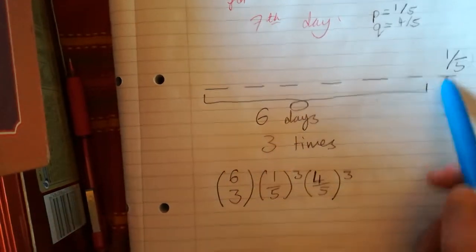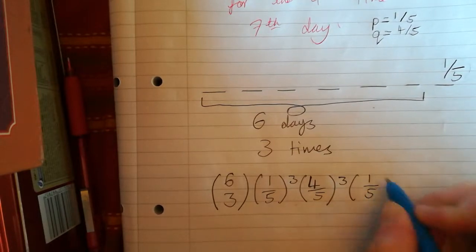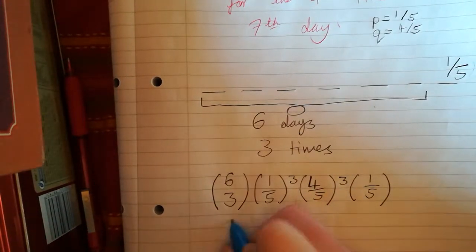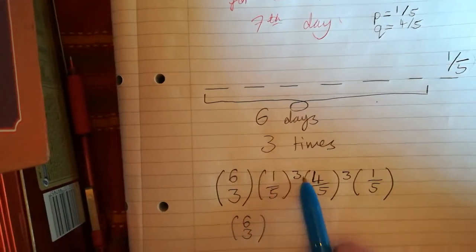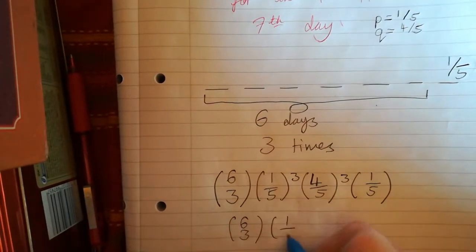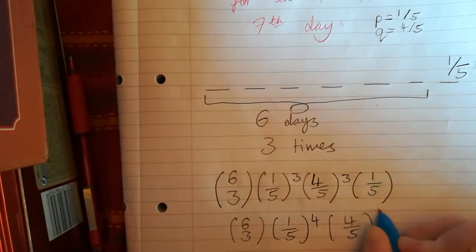But then we're going to have to multiply by the probability that she answers on the 7th day, so by 1 over 5. So then that's going to be 6 choose 3, then we have 1 over 5 cubed by another 1 over 5. So it's 1 over 5 to the power of 4, and then 4 over 5 to the power of 3.